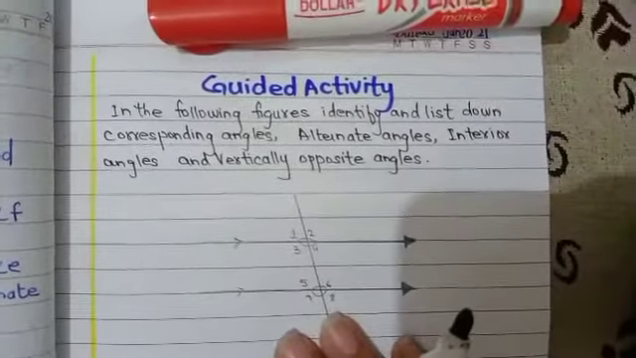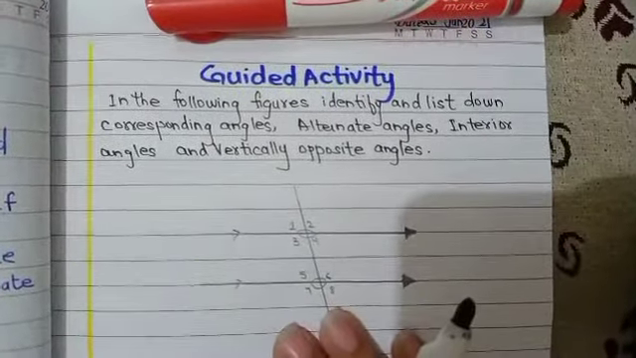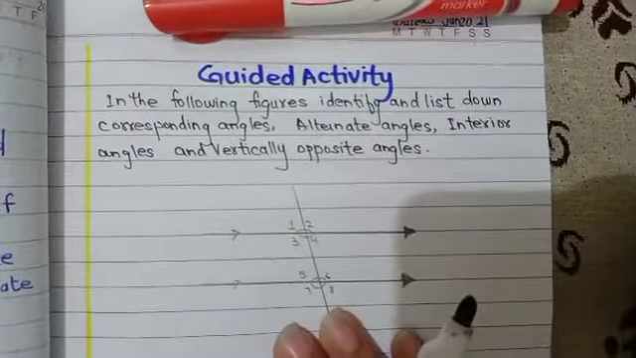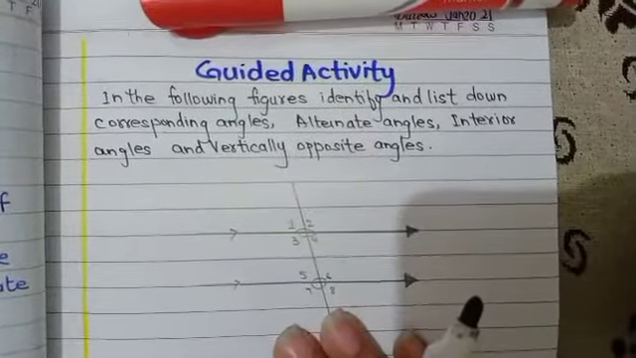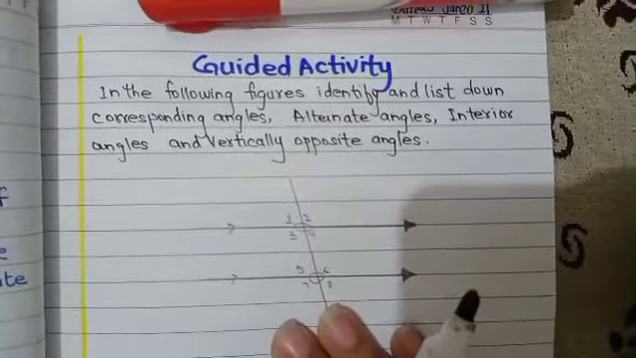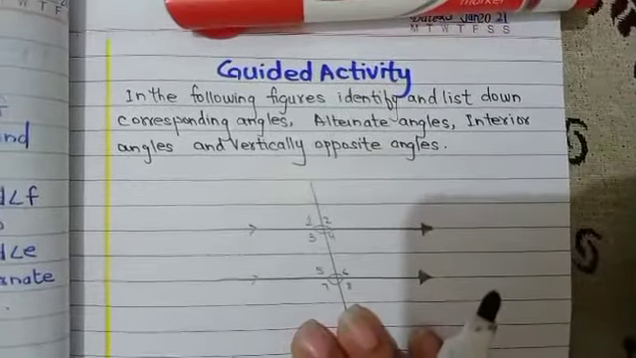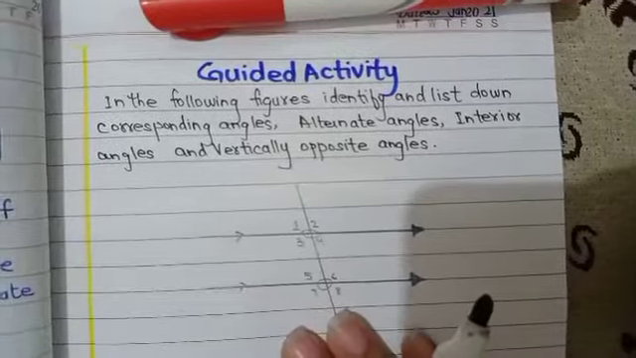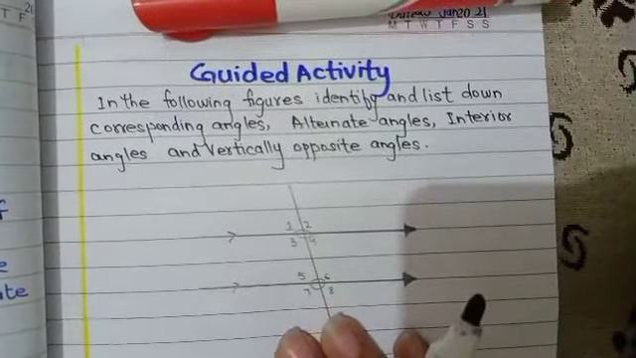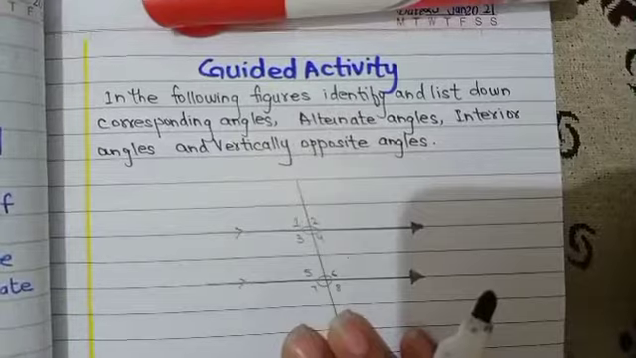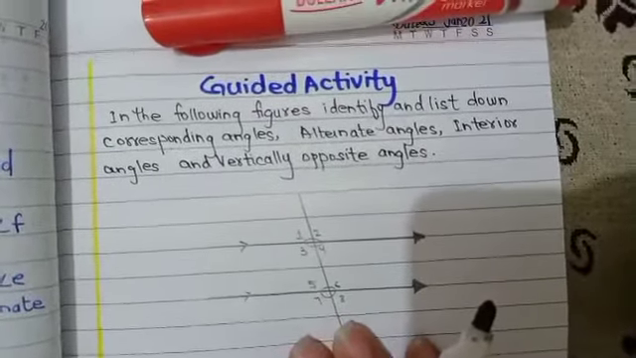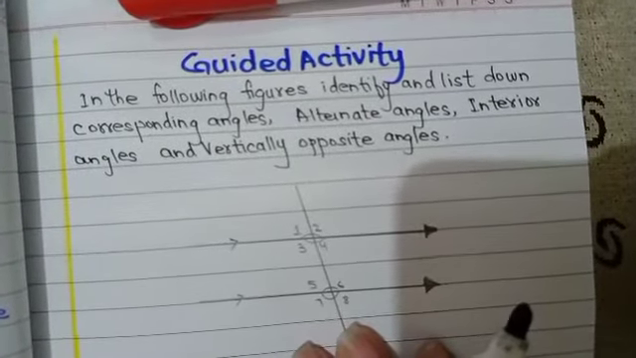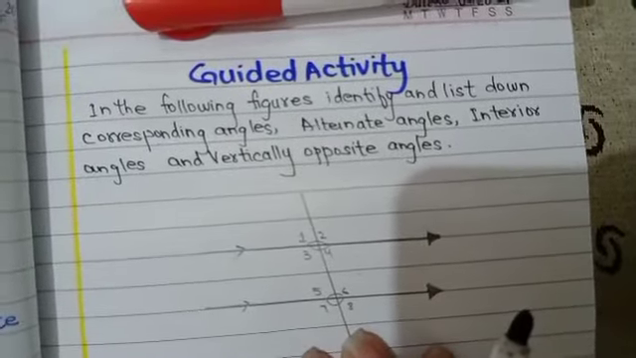The guided activity is this: in the following figure, identify and list down corresponding angles. You have to identify first, and then list down corresponding angles, alternate angles, interior angles, and vertically opposite angles. The figure has angles 1 and 2, angles 3 and 4, angles 5 and 6, 7 and 8. You will give the heading corresponding angles and write down what the corresponding angles are, whether they are angle 1 and angle 2, angle 3 and angle 4. I am just giving an example.